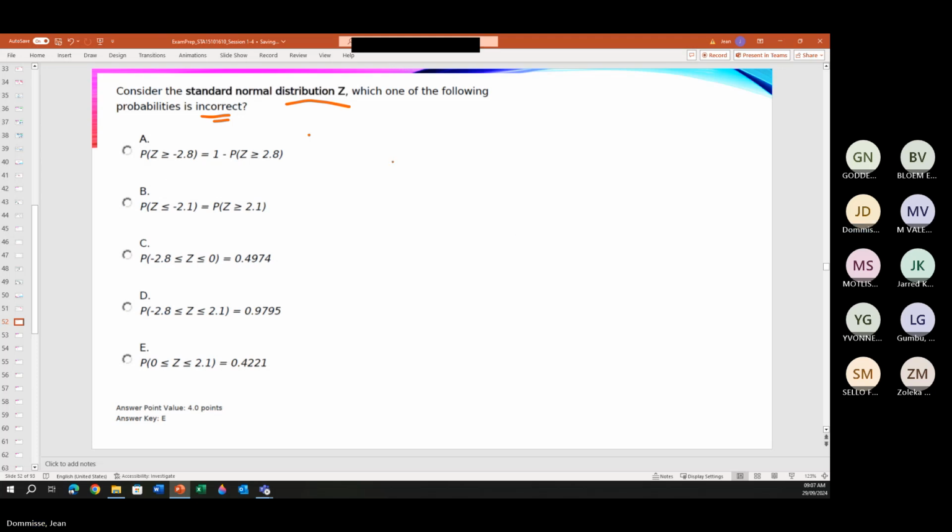So let's look at that first one. I'm not going to go to the table yet. I want to just see. So Z bigger or equal to, let's say that is minus 2.8. So we're looking for the bigger, that is the area. Or we say it is 1 minus Z bigger or equal to 2.8.